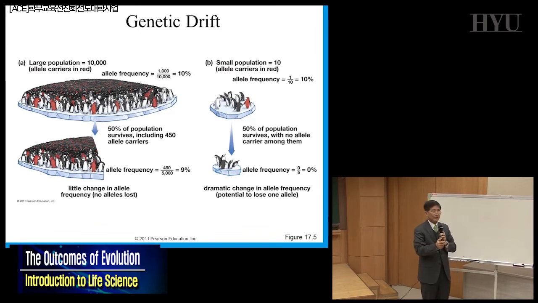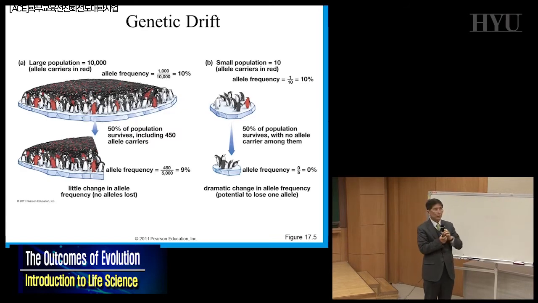Let's say they had a disaster. The ice broke in half, and they all fell into the water. They couldn't swim. They all died. So you have half of the population, and you count the red penguins. There's still about the same frequency, about 9 or 10%, because in a big population the red penguins are evenly distributed, right?